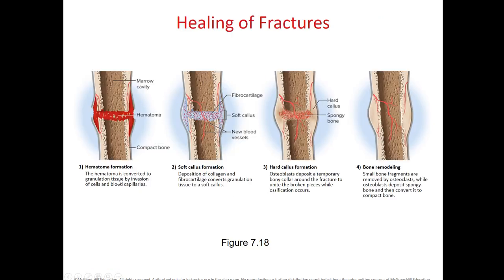When we heal fractures, there's a certain process that occurs. The first thing is once you break the bone, you are going to form a hematoma. This is a blood clot. Once you have formed a hematoma, this is going to be converted to a soft callus. This is fibrocartilage. You will have lots of collagen fibers in this. That soft callus is then going to be converted to a hard callus, which is spongy bone. That spongy bone will then slowly be remodeled and you get compact bone.